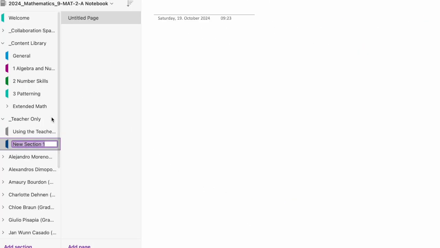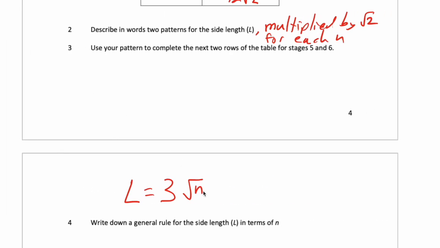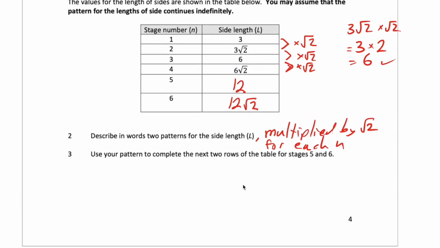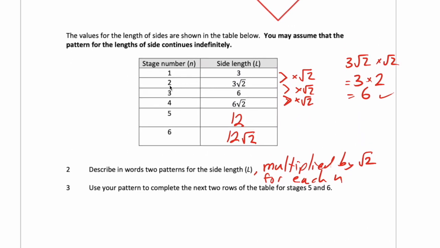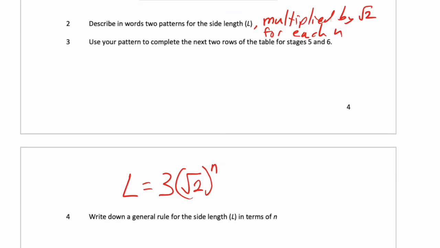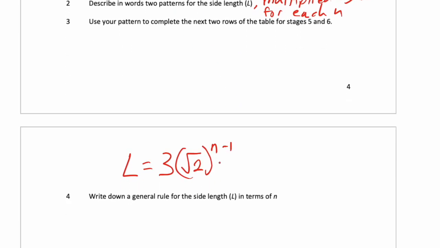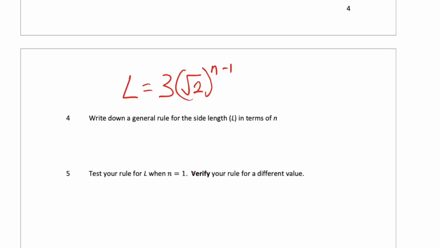Multiplying by root 2 many times, so that's going to be an exponent. Maybe it's n, maybe it's n minus 1. Okay, so we can see when we get to n equals 2, we've just multiplied by root 2 once. So this is going to be the case where it's n minus 1. And you can easily check to see if it works.